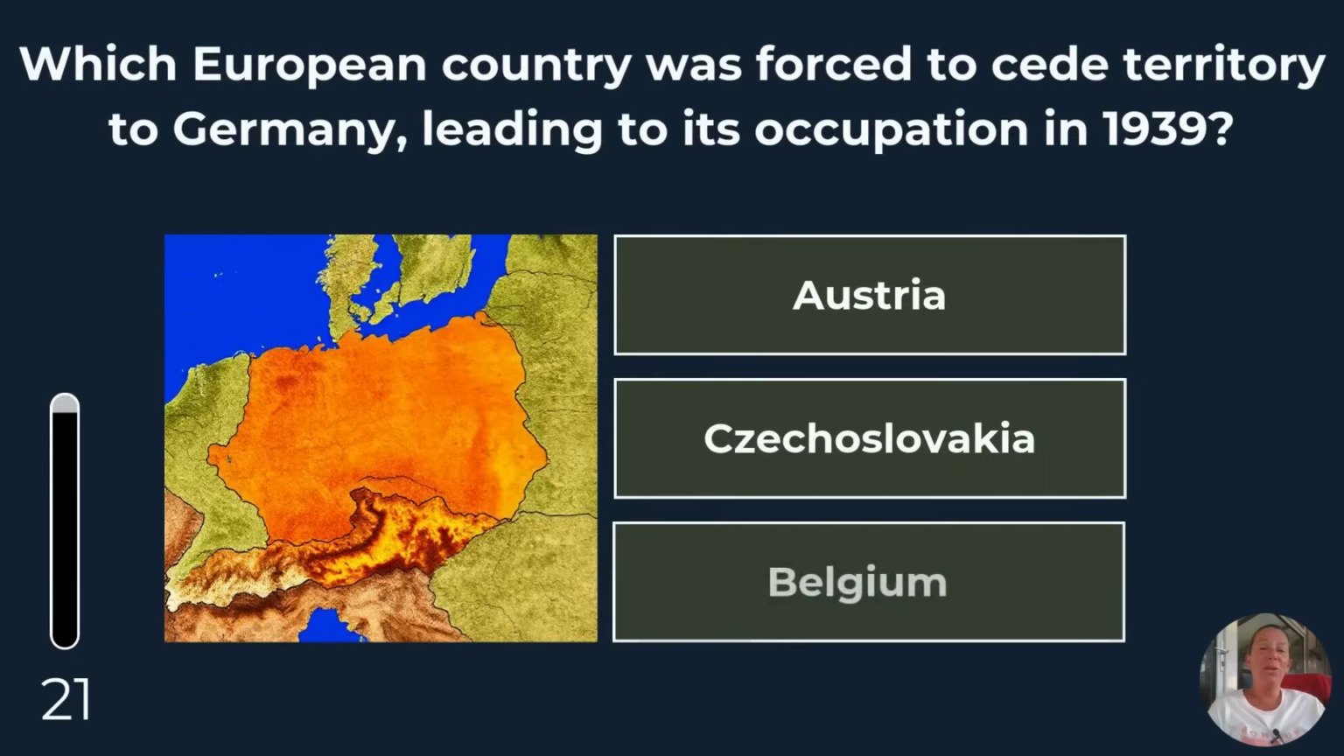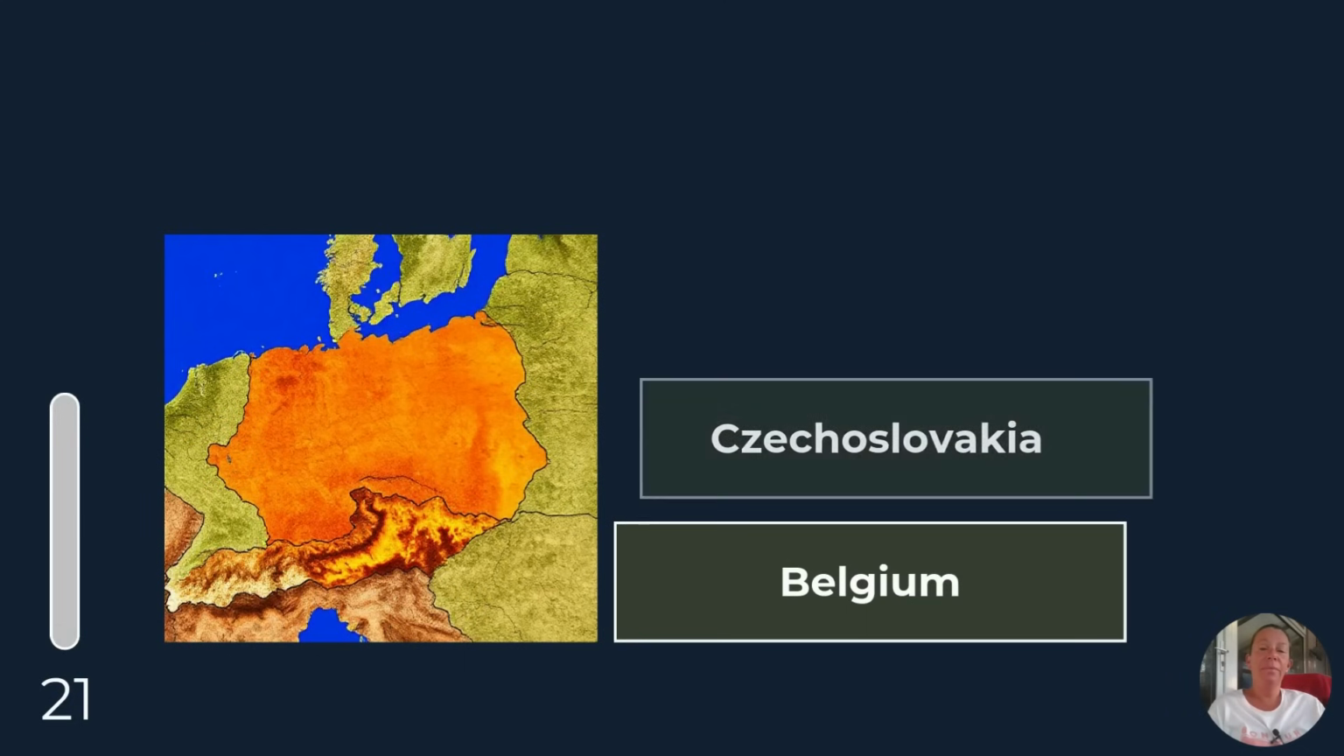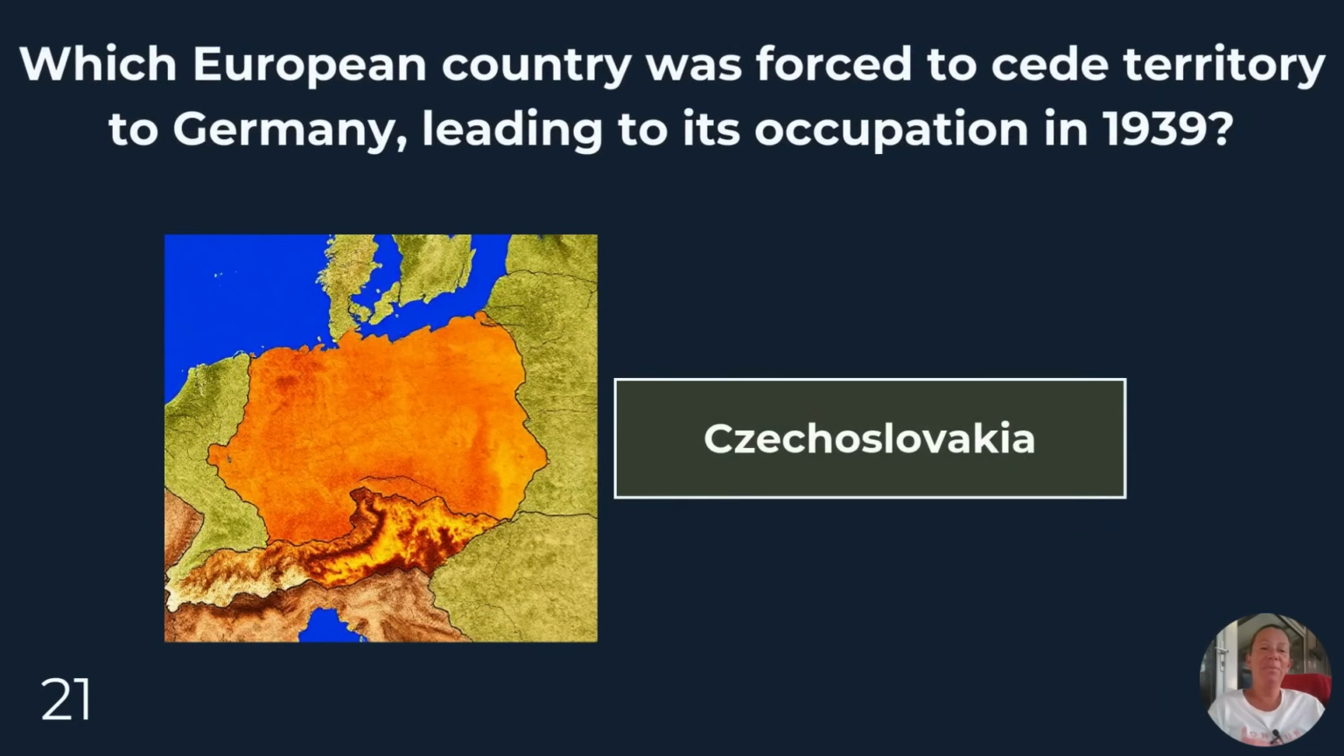Which European country was forced to cede territory to Germany, leading to its occupation in 1939? Austria, Czechoslovakia, or Belgium? Czechoslovakia.